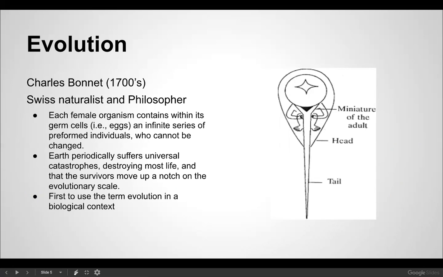Each female organism contains within its germ cells an infinite series of preformed individuals who cannot be changed. So the baby was inside of a preformed egg or something like that, already developed into a person. Earth periodically suffers universal catastrophes, destroying most life, and the survivors move up a notch on the evolutionary scale. Bonnet was the first to use the term evolution in a biological context.